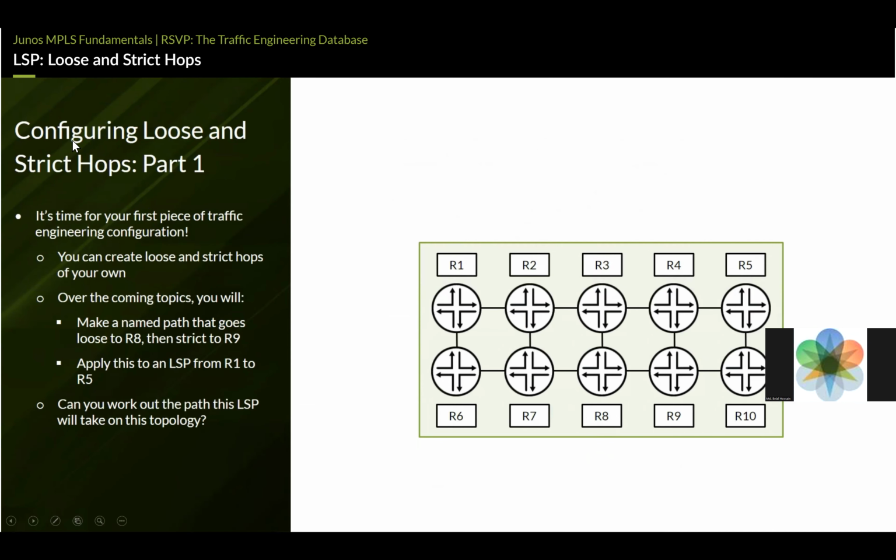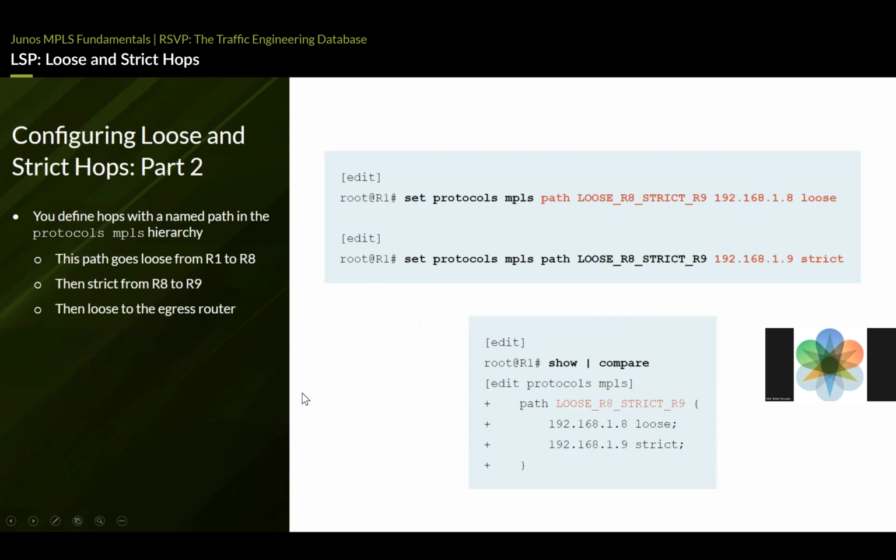So let's see. Configuring loose and straight hops is part one. It's time for your first piece of traffic engineering configuration. So we want to check the traffic engineering, how to configure loose, how to configure straight. See here, set protocols MPLS path. This is the path, and you have to mention the path name. Path name is user defined, and this is the destination. Here we use loose mode.